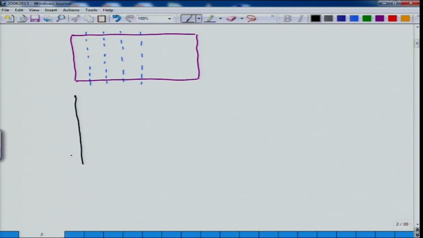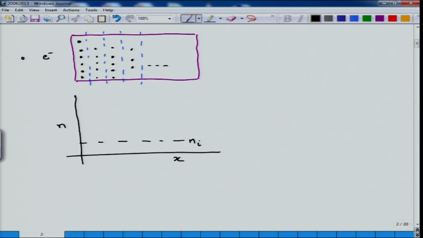I can also plot it in terms of a graph, where I will take an example of a donor. So, carrier electron concentration versus x, and let us say there are more electrons here, and as we go on the number of electrons is getting reduced, or the doping concentration is getting reduced, and so on and so forth. So, on this axis is going to be the intrinsic electron carrier concentration, some value, and a change in the carrier concentration.